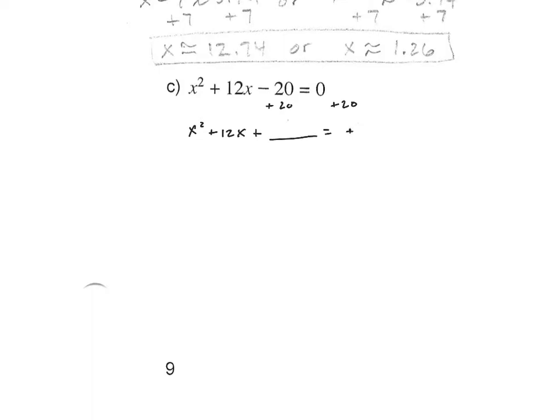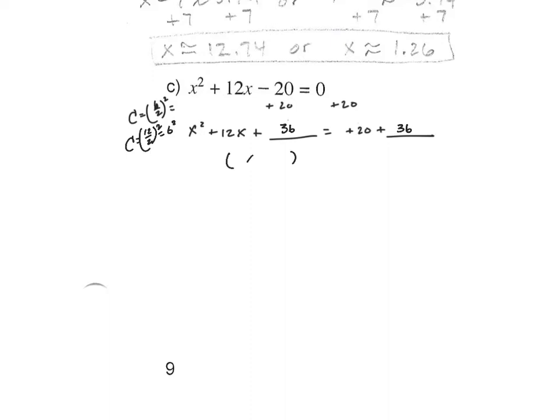And then I'm going to have 20 plus some number c. In order to find c again, it is going to be half of b squared. We know b is 12, so half of b is 6. So c equals 12 over 2 squared, which is 6 squared, which is going to be 36. And of course, we're going to add 36 to both sides.